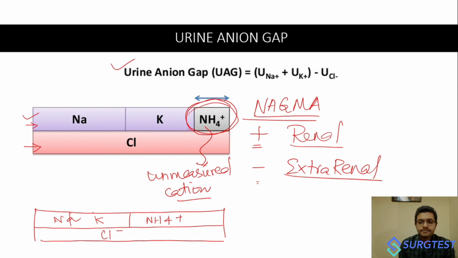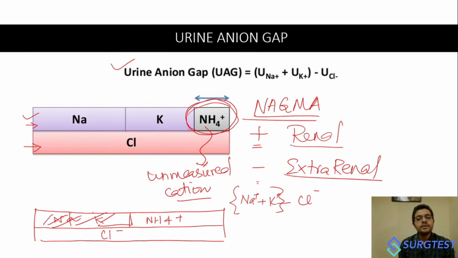Now it is because of this increased excretion of ammonium that the urine anion gap is reflected as a negative value. Because ammonium is an unmeasured cation, in case the ammonium excretion is increased and the kidneys are responding well to the systemic acidosis, you are going to have a negative value, isn't it? As simple as that. Because this part subtracted by this whole part is obviously going to be a negative value.